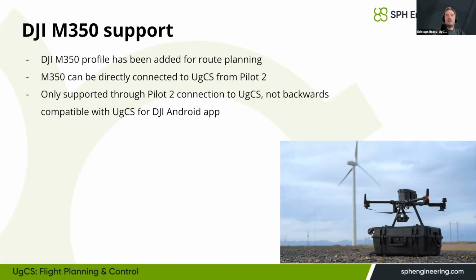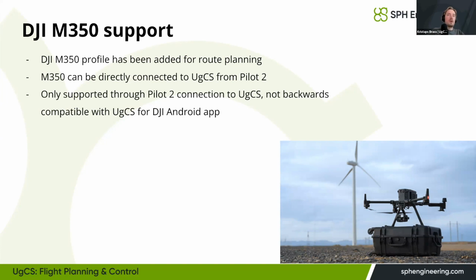A very important note is that the M350 is supported only through connection from DJI Pilot 2 to UgCS. So it is not backwards compatible with UgCS for DJI Android app, which is working on the M300 drone. To connect the M350, the process is the same as for the Mavic 3 Enterprise series drones and the M30 drones. So you have to connect directly from DJI Pilot 2.